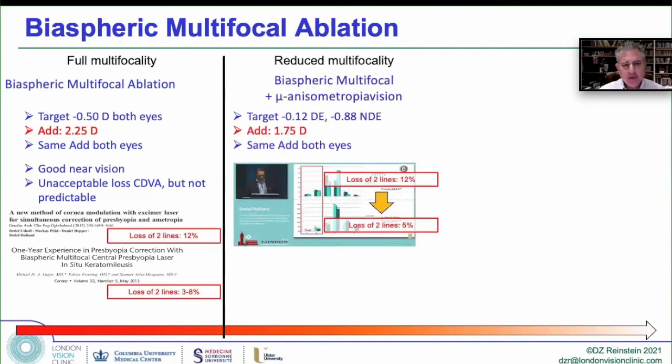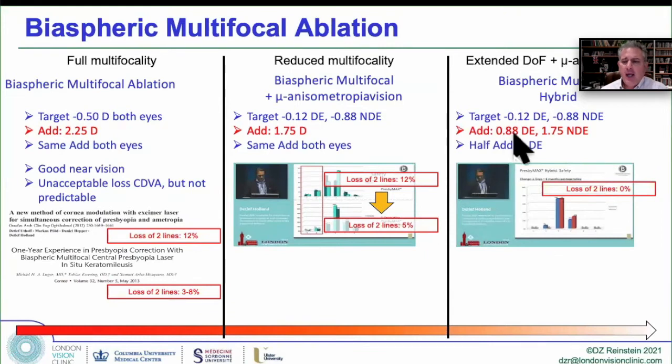So these same investigators went ahead and decreased the add to 1.75 in the center of each cornea, but now, because of the decreased add in the eyes, they figured they had to introduce a little bit of myopia into the non-dominant eye. And this did improve the safety from 12% loss of two lines to 5%, but 5% is still too high. So they decreased the add even further in the dominant eye. And using a little bit of myopia in the non-dominant eye with 1.75 add, they reached a point where binocularly these patients were not losing lines of best spectacle corrected, with a much, much lower add. And this is called their hybrid mode.